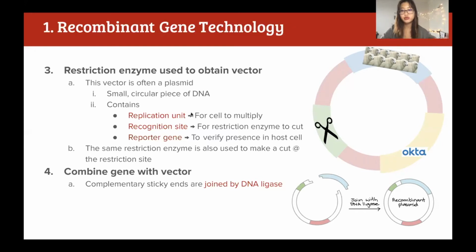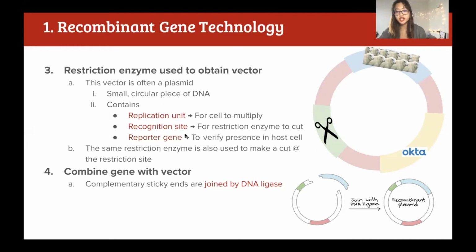The purpose of the replication site is really just to make sure that if you have this cell, it's not just going to stay as one cell, it's actually going to multiply. Okay, so then your recognition site for your restriction enzyme to cut and to reattach to the gene of interest.